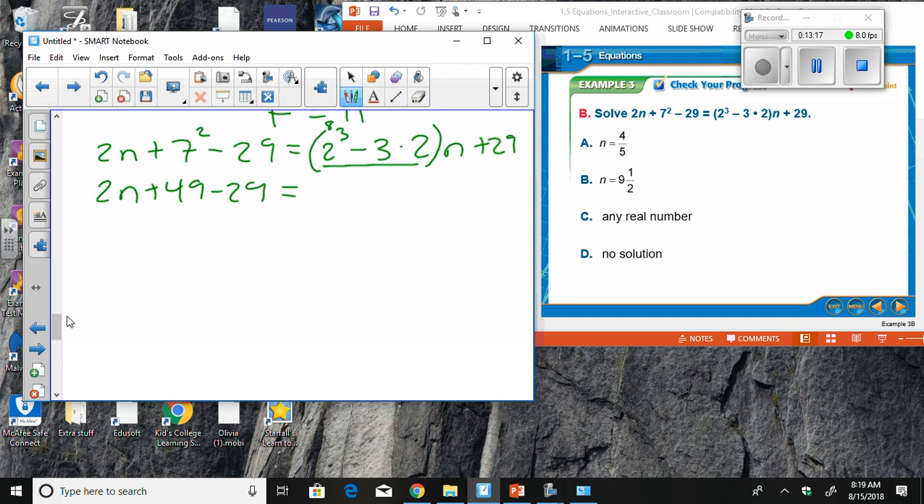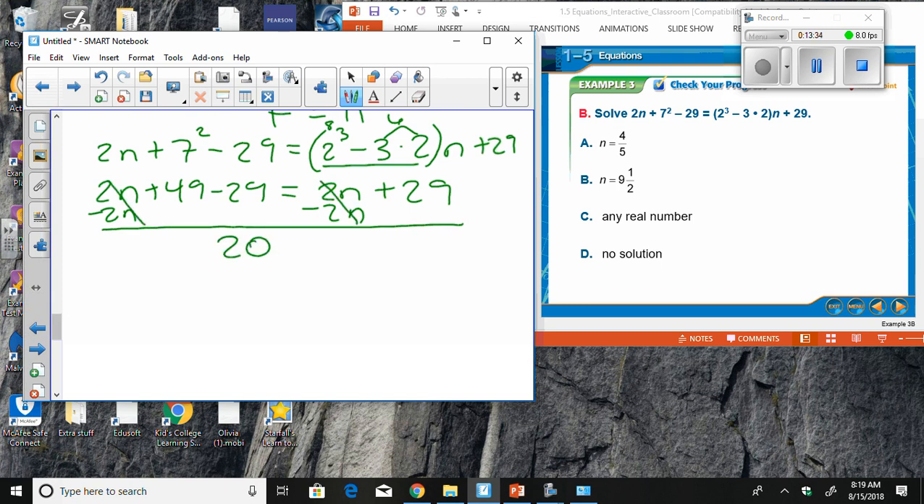8 minus, and we have to do multiplication first. This is 6, so 8 minus 6 is 2 times that n plus 29. I'm going to subtract 2n, and that goes away. 49 minus 29 is 20, and 20 cannot ever equal 29, so there is no solution here.